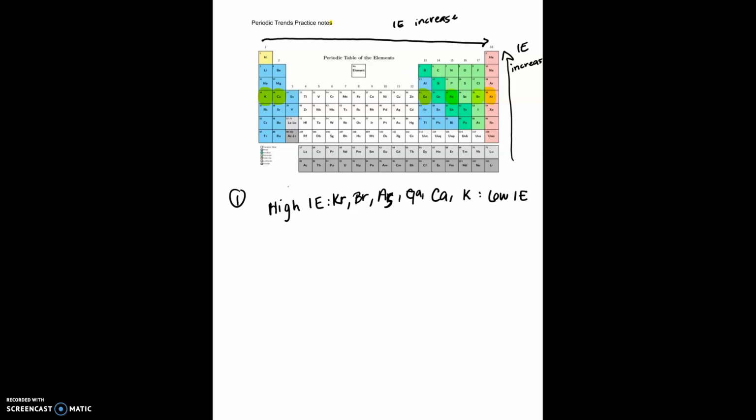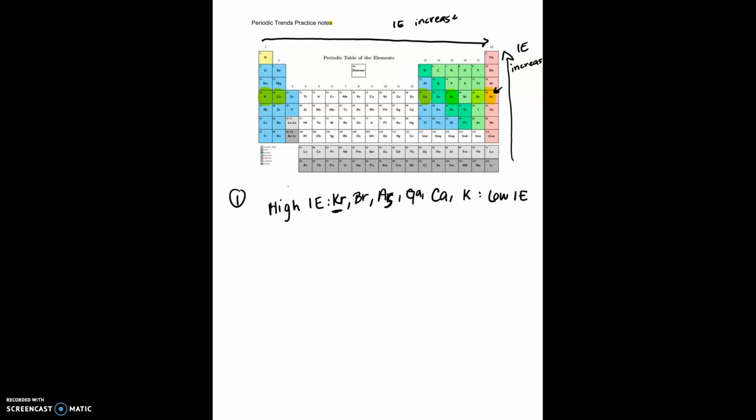All right, do not confuse yourself. Krypton has an ionization energy. We can rip off that electron, but because krypton over here, let me draw a little arrow, is a noble gas, it's going to take a huge amount of energy to rip off that electron, right? So the ionization energy for krypton is huge, therefore it is the highest.